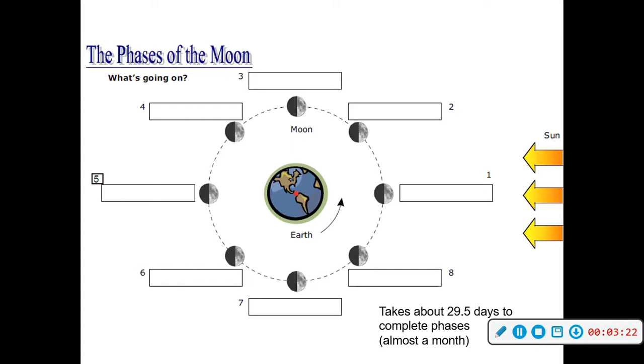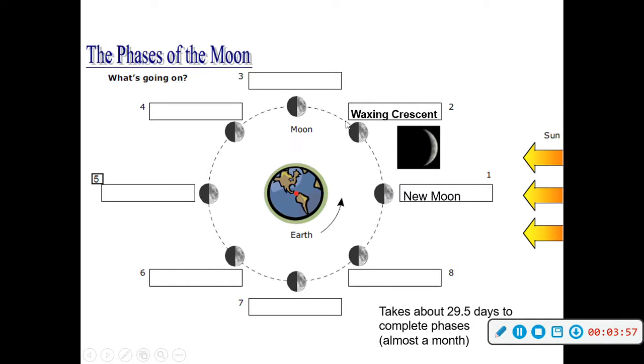And here it is. It takes 29 and a half days to go through the moon phases. In the position shown, position 1, the dark side of the moon is facing the Earth. So what we see is what's called a new moon. What that looks like, you wouldn't see it. That's why I don't have a picture for it. You would just see the dark portion of the moon. You might see a slight glow in the sky, but generally you don't see the moon during a new moon because the sun is hitting the backside of the moon directly.